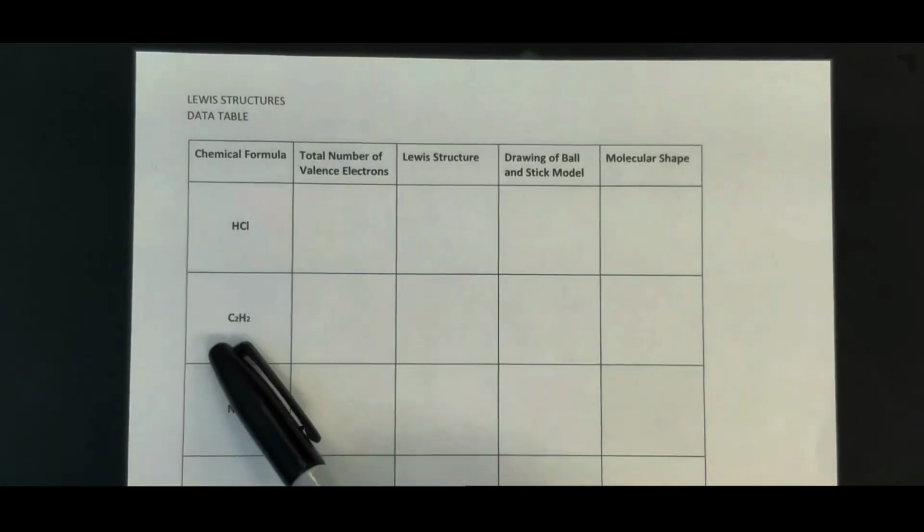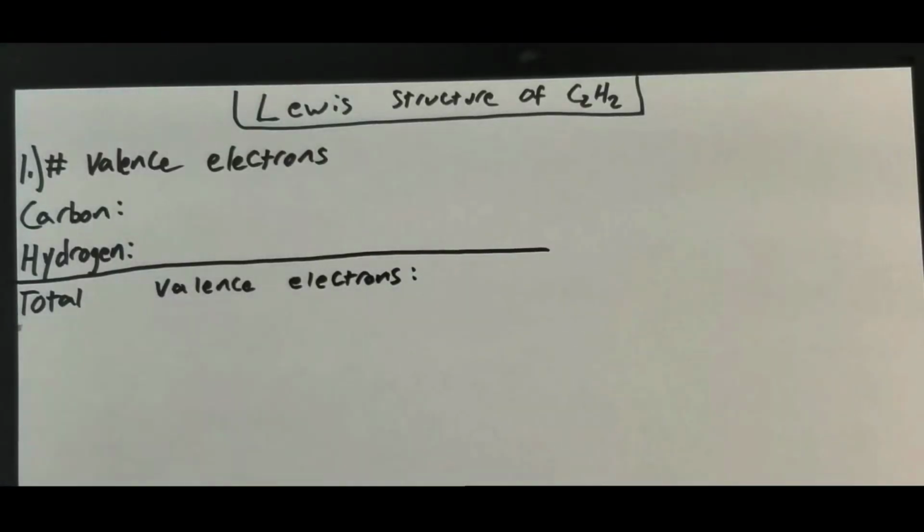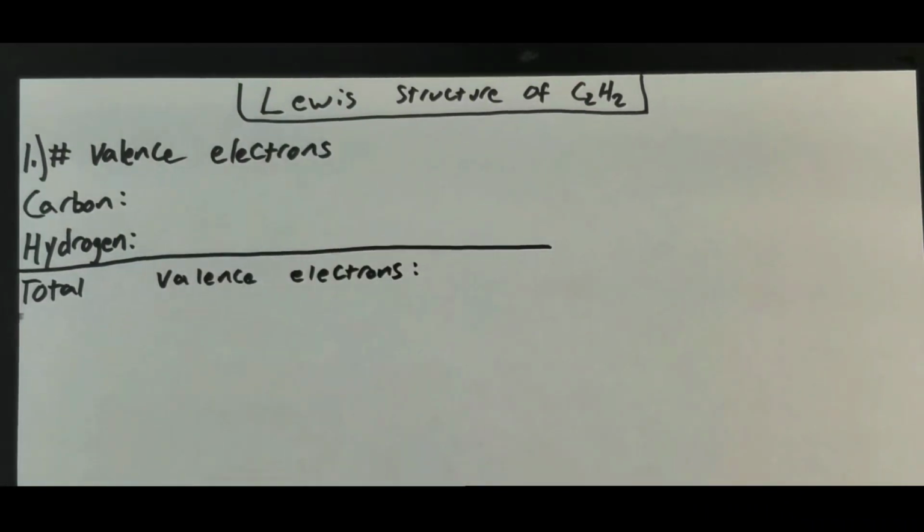Okay, so now we're going to look at C2H2. Let's get a new piece of paper. Okay, so first things first, let's count up our valence electrons.